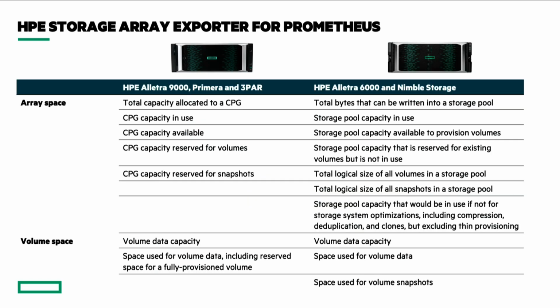The data gathered from the different backends looks very similar, but it has some nuances. The HPE Alletra 9000, Primera, and 3PAR have one set of metrics, and the HPE Alletra 6000 and Nimble Storage gather a different set of metrics. But at the end of the day, we have all the storage accounting and space accounting for both snapshots, free space, and used space to be able to build graphs and alerting based on that data.